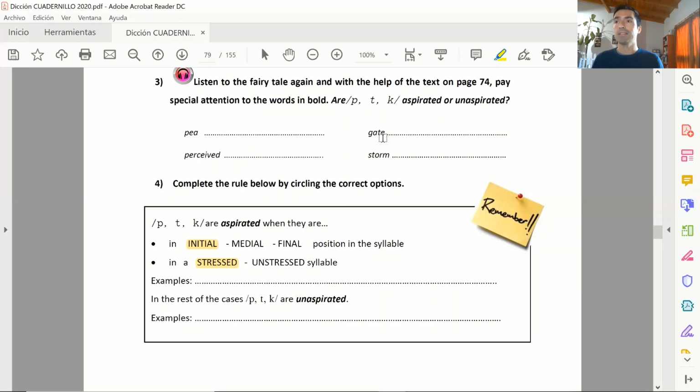So in gate, the final T there is not aspirated because it's not in initial position of the syllable, it's in final position, gate. Then storm is not aspirated because it's in medial position of the syllable, it's after S. And then in perceived, although the plosive sound is in initial position of the syllable, like in P, it is not in a stressed syllable. It is in an unstressed syllable, because here perceived has two syllables. The first one is weak, P, and this one is strong, sieved, all right? So as it is unstressed, then there is no aspiration there, all right?